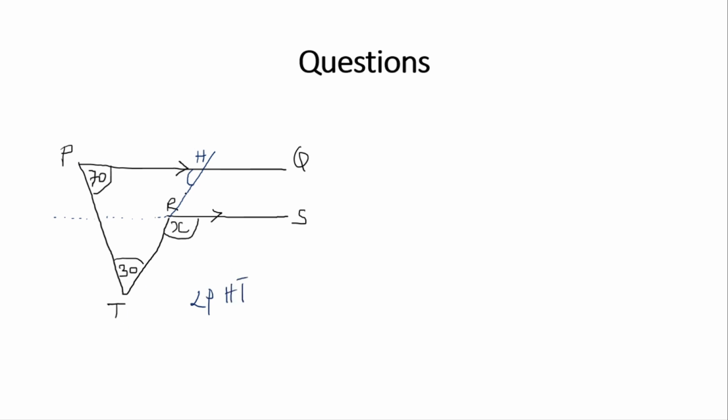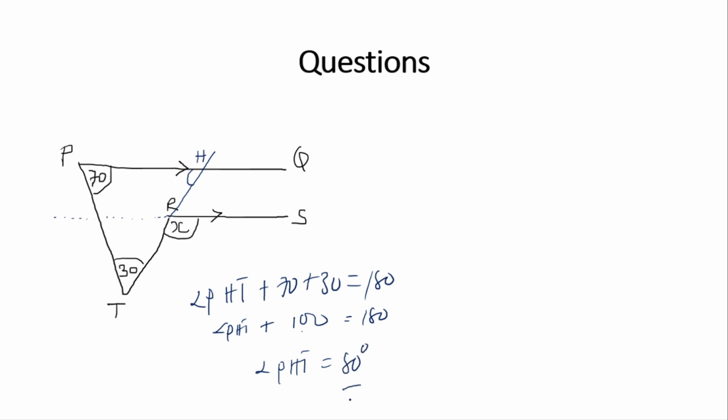PHT, this angle, plus 70 plus 30 equals 180, because they are the interior angles of the triangle PTH. And so 100 plus the angle PHT equals 180. When we subtract 100 from 180, we get angle PHT to be equal to what? 80 degrees. And so this angle here is now 80.